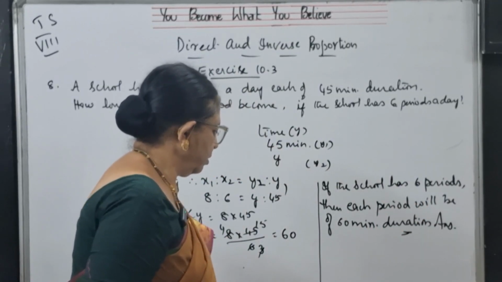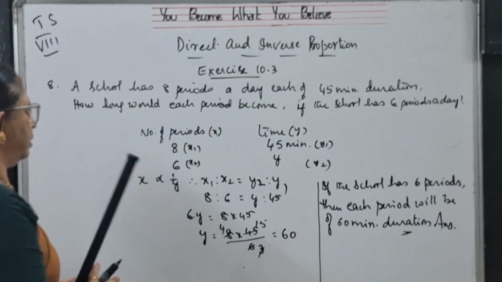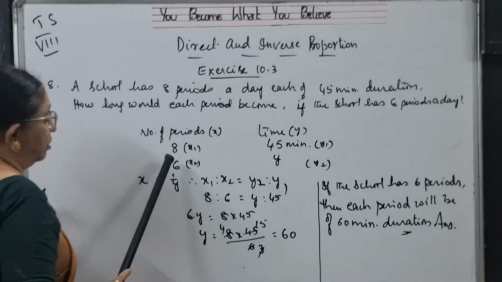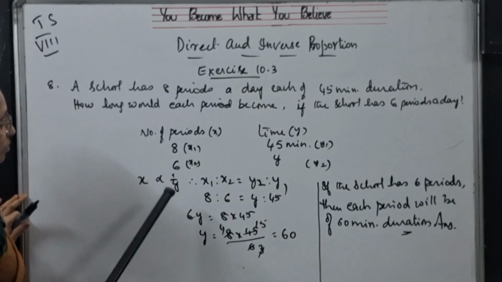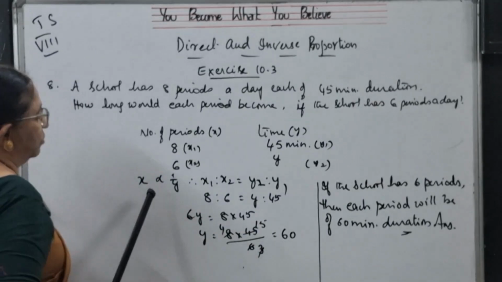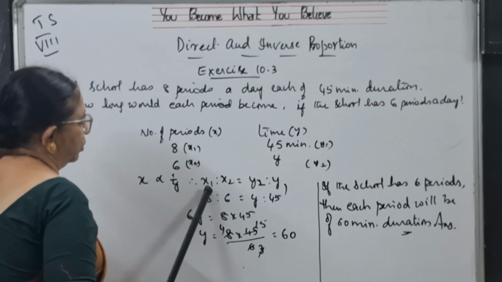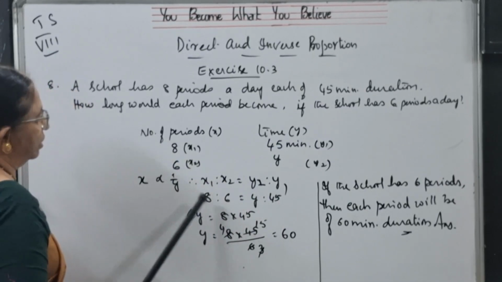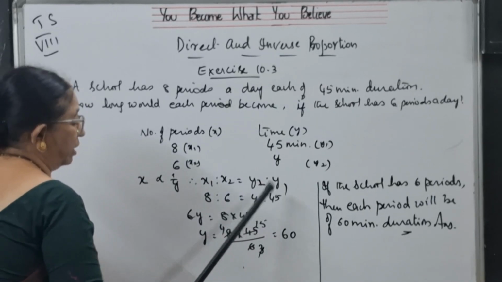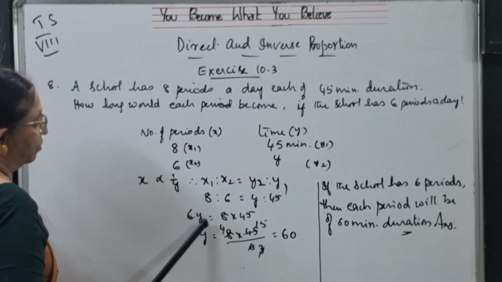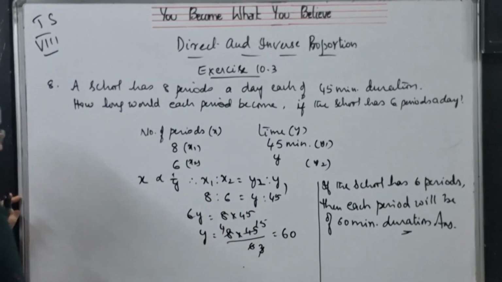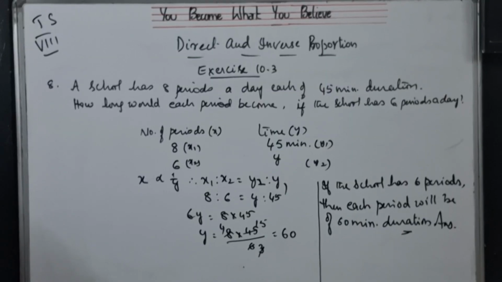So the problem asks you, in a school, if the number of working hours is the same, for 8 periods they have taken 45 minutes. For 6 periods, how much time should each period be? So x is inversely proportional to y. So x1 is to x2 is equal to y2 is to y1. So 8 is to 6 is equal to y is to 45. So 6y is equal to 8 into 45, y is equal to 60. So it takes 60 minutes for each period. Please note it down.